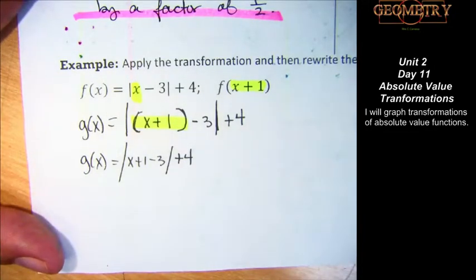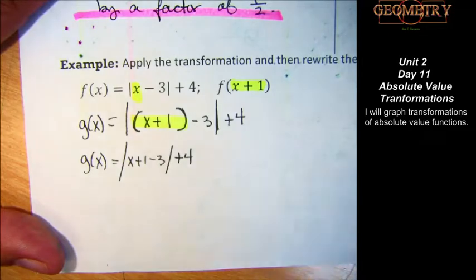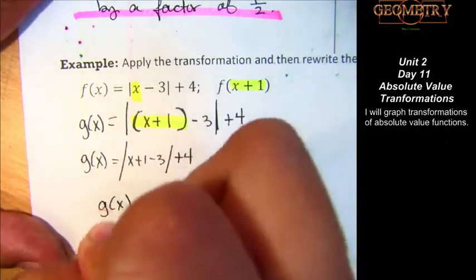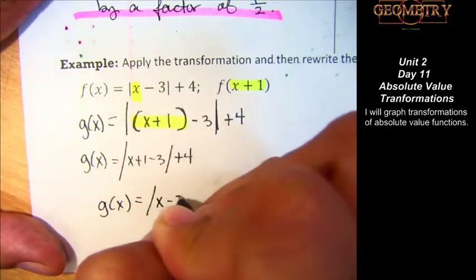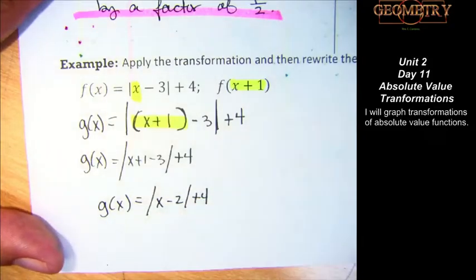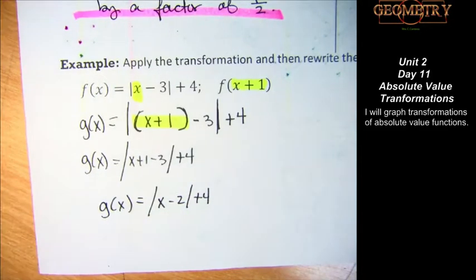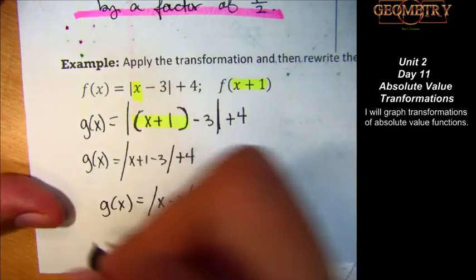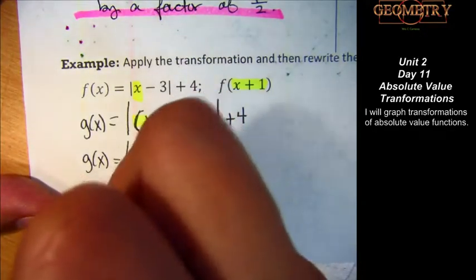Inside the absolute value, the 1 and the 3 can combine. And it stays like that because I can't push the 4 into the absolute value, and I can't yank the negative 2 out. So this is my final result.